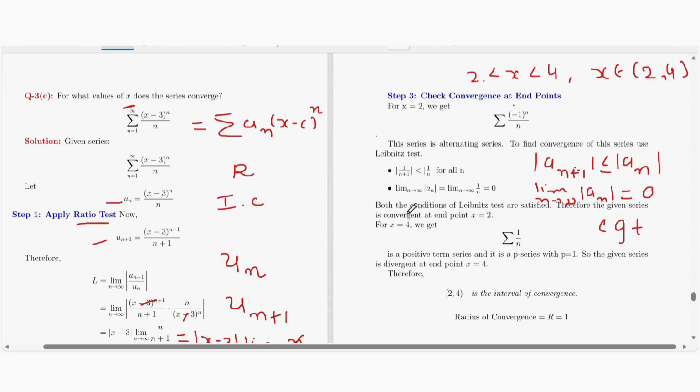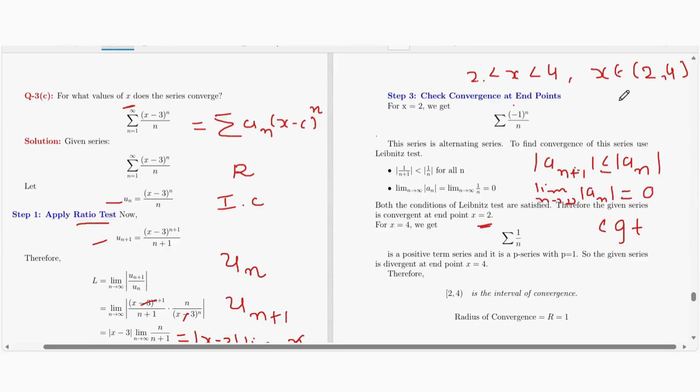Second, now find the limit. Limit n tends to infinity mod a n is nothing but positive 1 upon n. Now put n equal to infinity. So 1 upon infinity becomes 0. So this condition is satisfied. So here both the conditions of the Leibniz test are satisfied. Therefore the given series is convergent at end point x equal to 2.